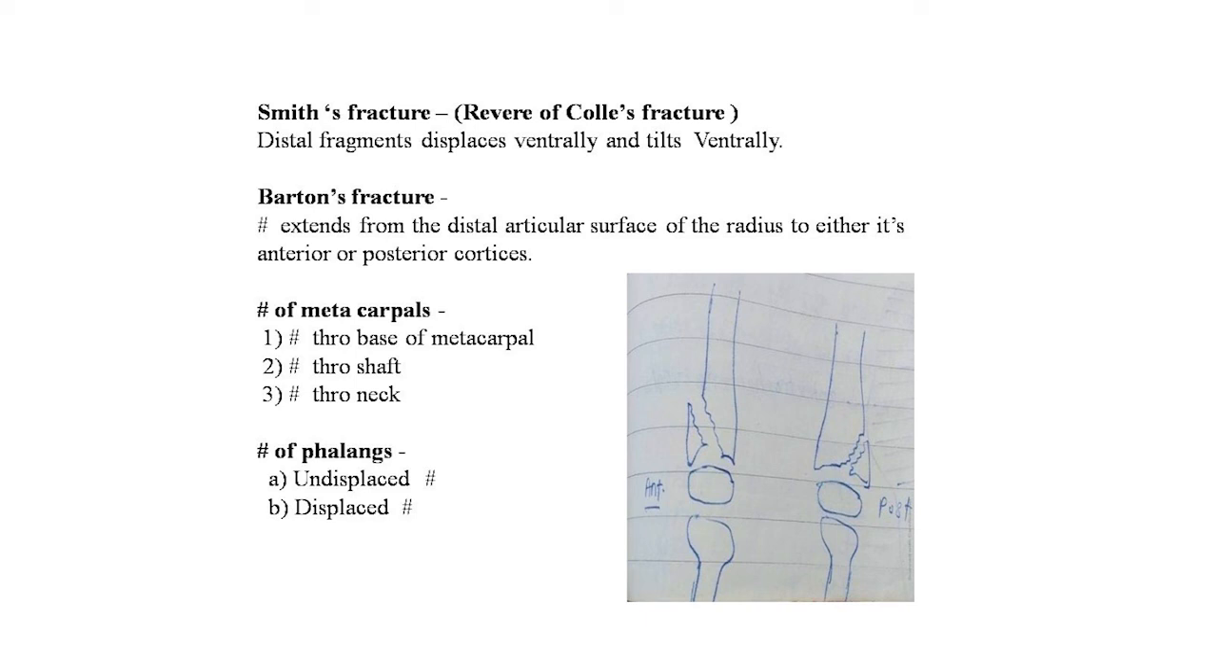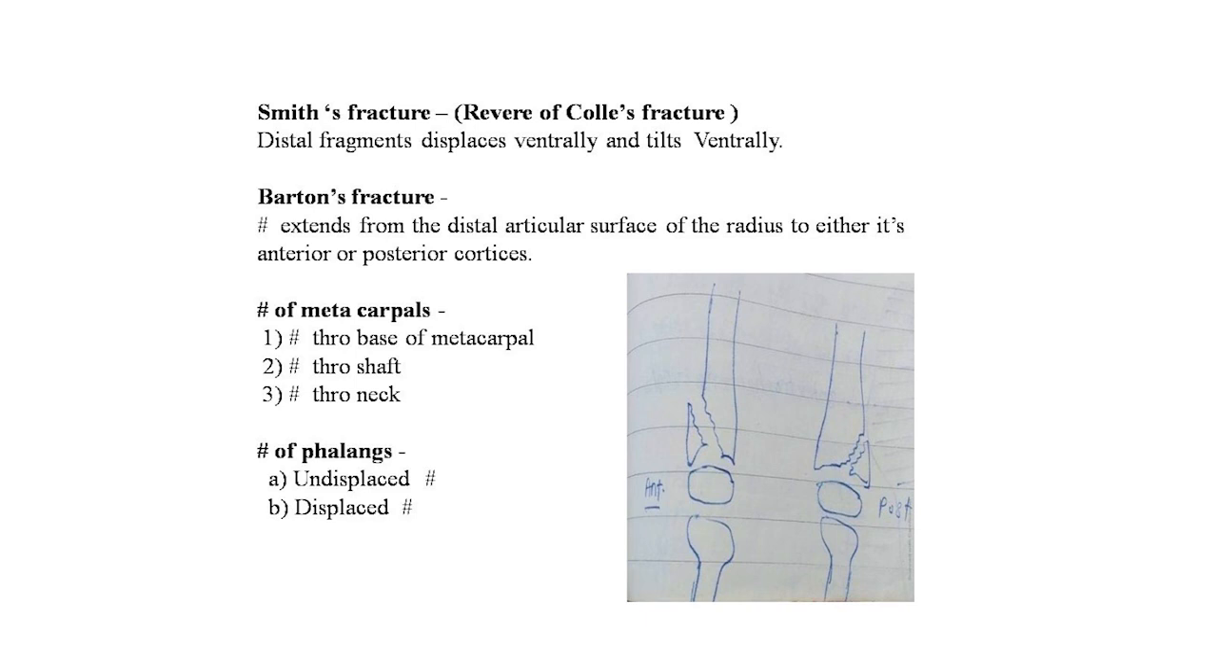Now the fracture of the metacarpals: fracture through the base of the metacarpal, through the shaft and through the neck, and fracture of the phalanges, undisplaced fracture and displaced fractures. For the treatment of the metacarpals and fracture of the phalanges, the treatment is immobilization.